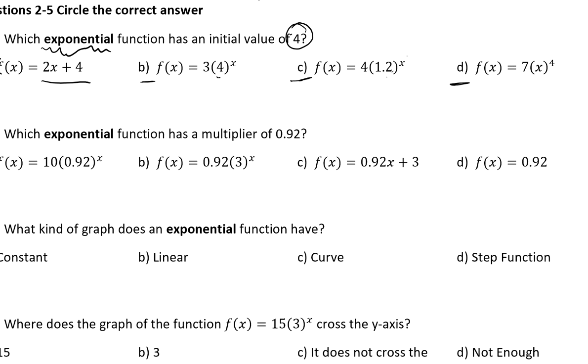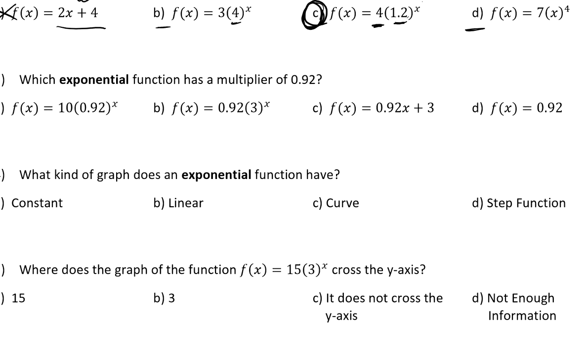Which one has an initial value of 4? This one has a multiplier of 4. This one has an initial value of 4. You can see it starts at 4 and it's increasing by 20%. That's why our multiplier is 1.2. So C is the correct answer here. We have an initial value of 4 and this is an exponential function.